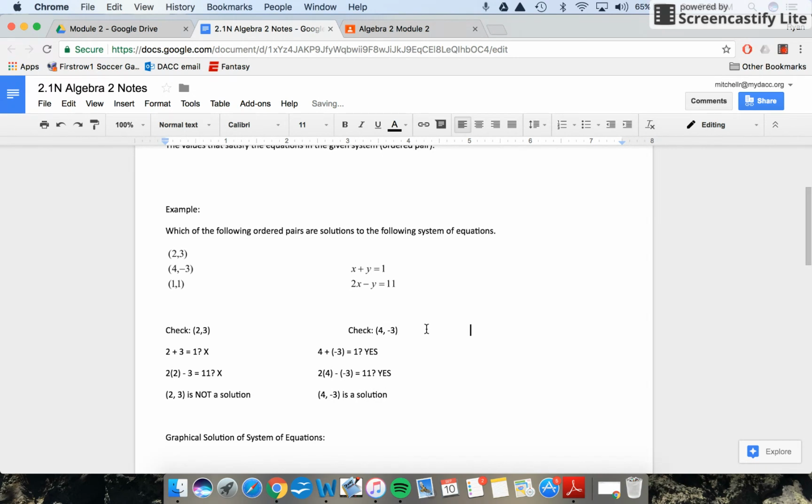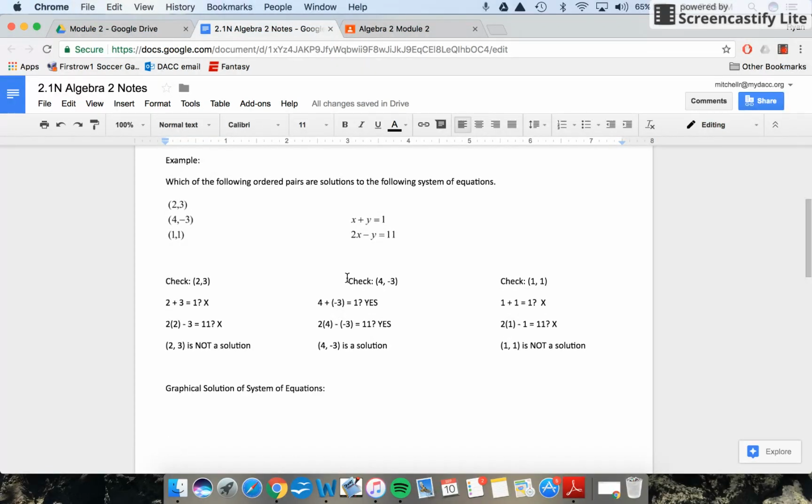Let's go ahead and check this last one. 1, 1. Checking the last set, 1 is my x and 1 is my y. Let's see if that's true. Does 1 plus 1 equal 1? And we want to check, does 2 times 1 minus 1 equal 11? Well, 1 plus 1 equals 2 does not equal 1, so that automatically failed. This next one, 2 times 1 is 2, minus 1 is not 11. So we can say 1, 1 is not a solution, which makes sense because there should only be one solution to these, and that solution is 4, negative 3.